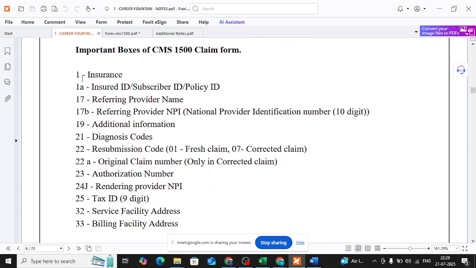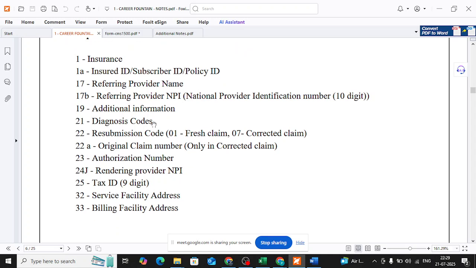I'll recall them. One is for the insurance names. Medicare, Medicaid, a total of 6 or 7 names, we saw. Box number 1A is for the policy ID, also called subscriber ID or insured ID. Box number 17 is for the referring provider name. Box number 17B is for the referring provider NPI. Box number 19 is for additional information. 21 is for the diagnosis code.